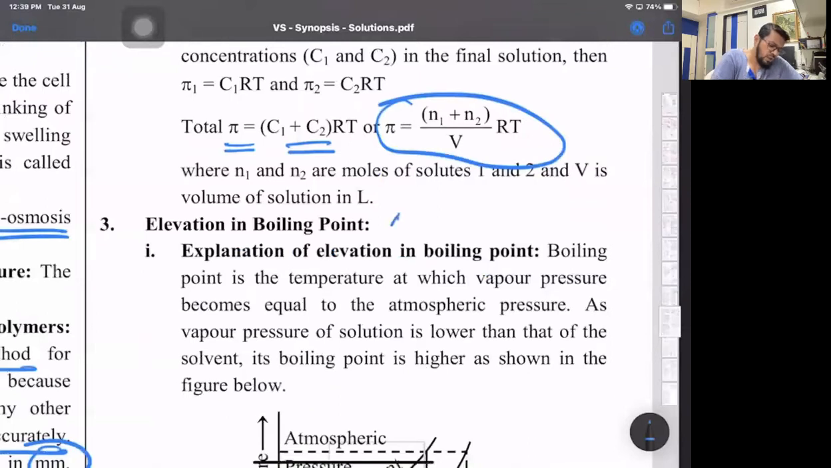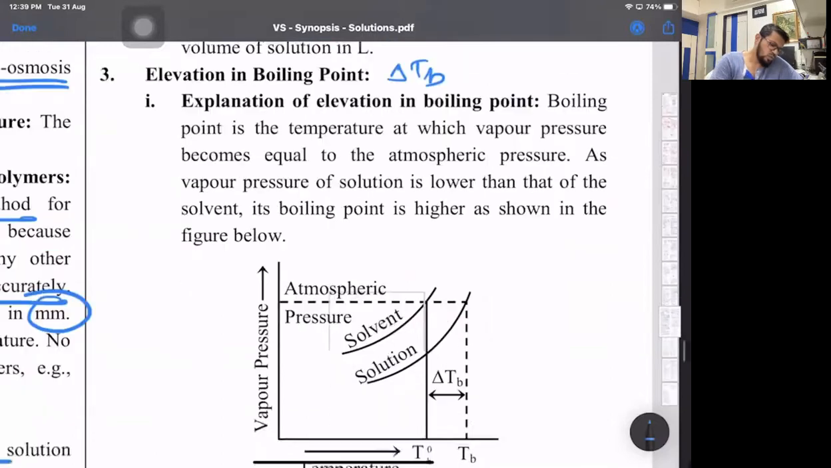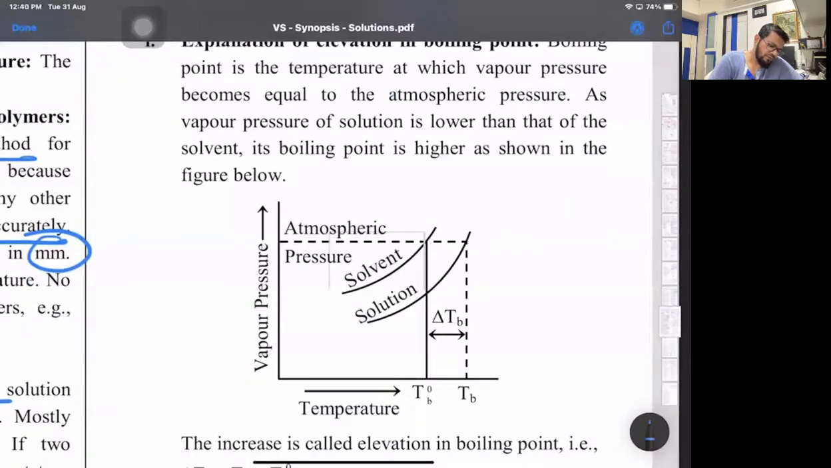Then comes elevation in boiling point. What is boiling point? The temperature at which the vapor pressure becomes equal to atmospheric pressure. If I plot vapor pressure versus temperature, pure solvent boils at a particular temperature, where the atmospheric pressure is 1 atmosphere. So I call this T0B, the boiling point of pure solvent, where its vapor pressure becomes equal to atmospheric pressure. But a solution boils at a higher temperature as compared to a pure solvent.